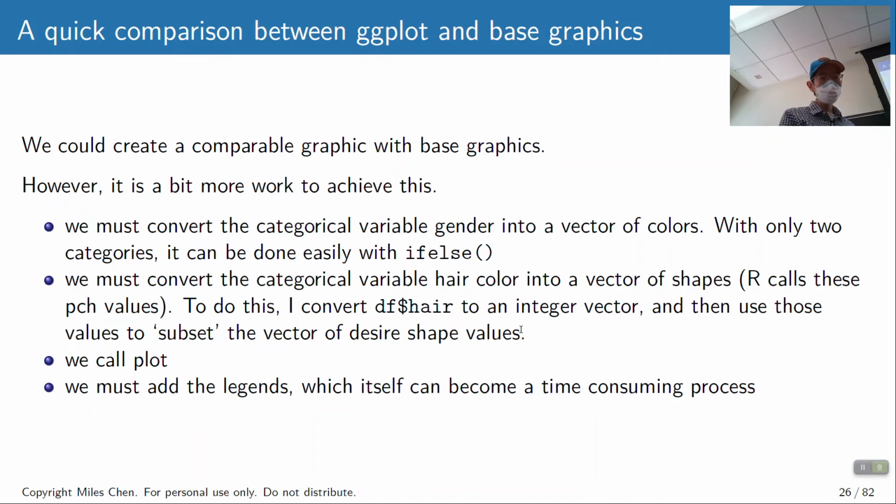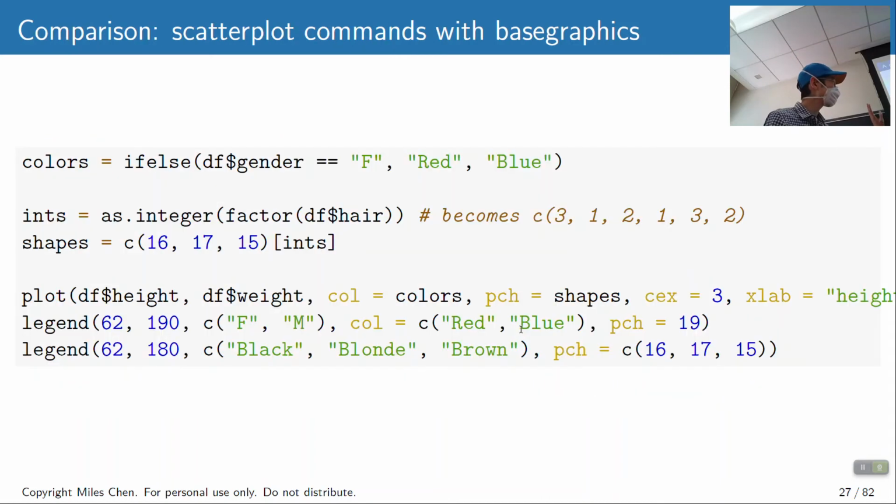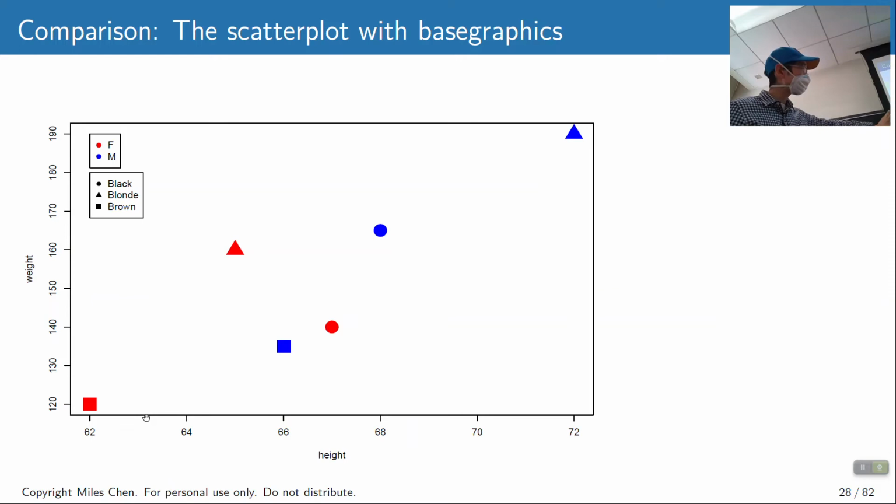Now, that graphic that we've been creating could be done entirely with base graphics, but it's a lot more of a pain. Okay? You'd have to convert your categorical variable, such as gender or something, into a vector of colors. And you could do that with something like if else, and you could take the hair color and map it to a bunch of shapes and things like that using PCH and all of this. And so this would be the code required to do this. I would have to create a factor and turn them into integers, et cetera, et cetera. And I can recreate the same plot.